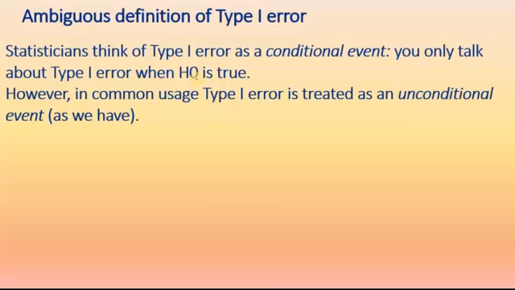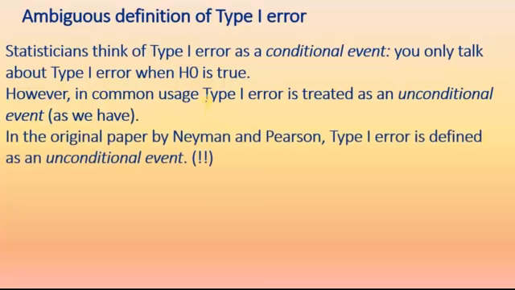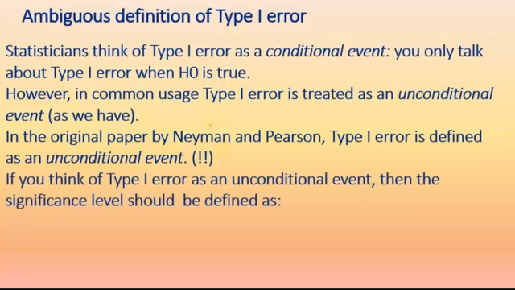So here we have 2 very different ideas about type 1 error. So which one is true? In fact, in the original paper by Neyman and Pearson, who were statisticians, type 1 error is defined as the unconditional event. Apparently, statisticians don't know this. They've decided on a different definition of type 1 error, and they've forgotten the original definition. So you've got these 2 definitions of type 1 error running around at the same time. And which one is right? Well, nobody knows, because there's no consensus.